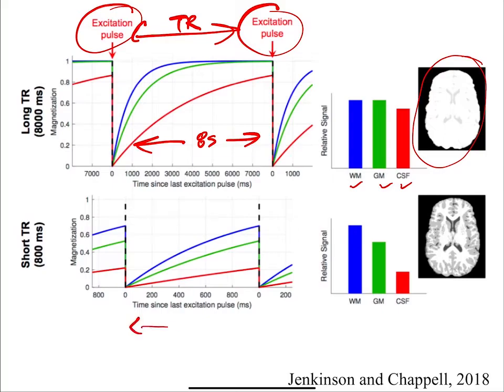Now, let's look at a short TR. This is now 900 milliseconds, so less than a second. In this case, you can see white matter recovers the most because it has the shortest T1. Then comes gray matter, and then CSF hasn't recovered very much. So now you look at the image: white matter is the brightest, gray matter is the next brightest, and CSF in the ventricles is the darkest. So that's an introduction to how you can use TR to get T1 contrast, because the more you wait, certain tissues will recover more than others, and you use that to achieve contrast. Any questions on that?